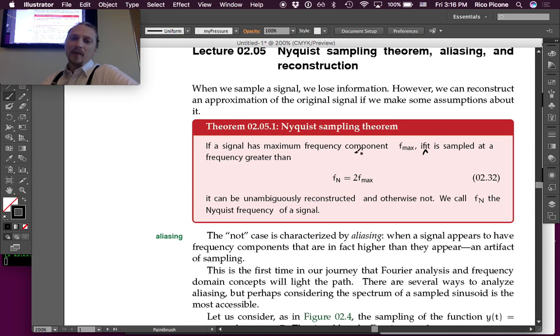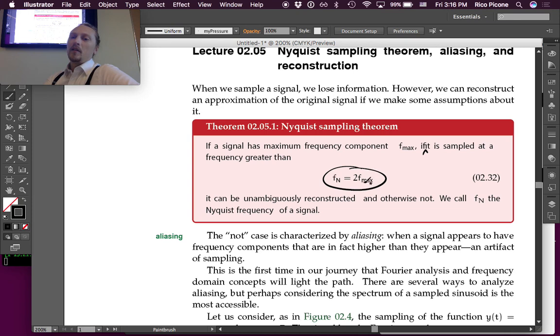If it is sampled at a frequency greater than 2 times that max frequency in the signal, it can be unambiguously reconstructed, and otherwise not. We call F N the Nyquist sampling frequency, or the Nyquist frequency of a signal. So pretty much we need to be sampling at a rate higher than that.